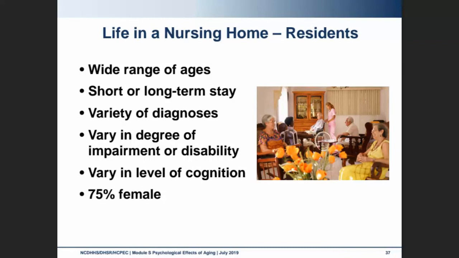People in the nursing home may stay for a short time or a long time. They have a variety of diagnoses, and they vary in their degree of functional impairment and disability. They also will vary in their level of cognition. About 75% of residents in nursing homes are female.